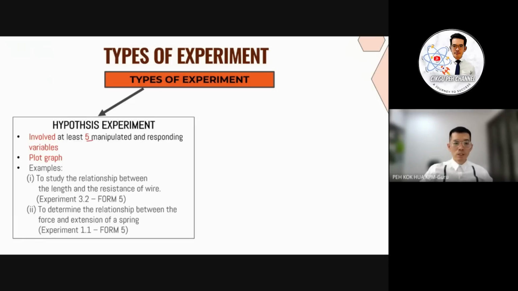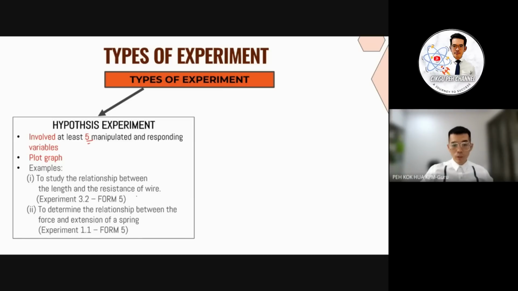Normally we are requested to get a minimum of 5 data. That means we need to have 5 manipulated and 5 responding variables, and the question normally will ask you to plot the graph. Examples of questions or experiments regarding the hypothesis experiment are here. We have two examples. The first is to study the relationship between the length and the resistance of the wire.